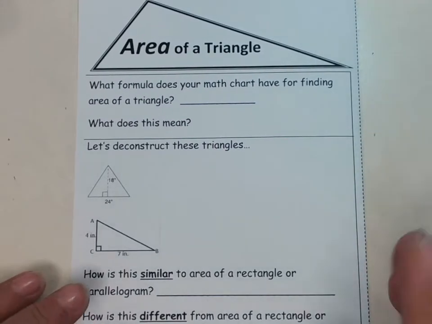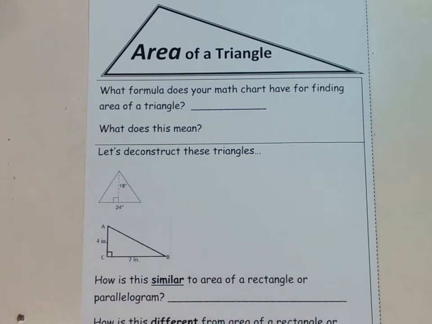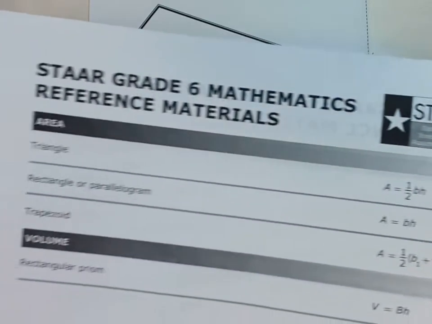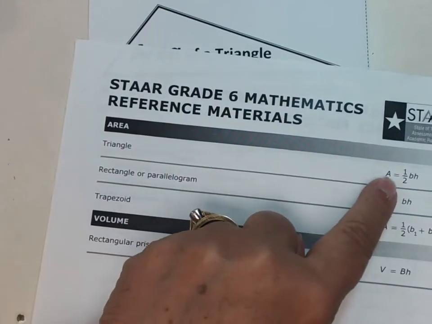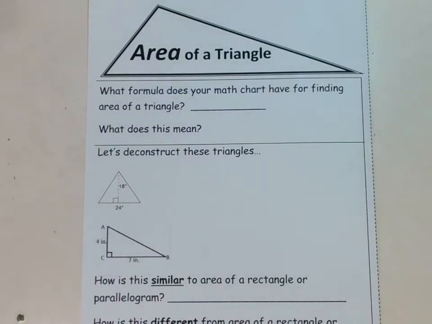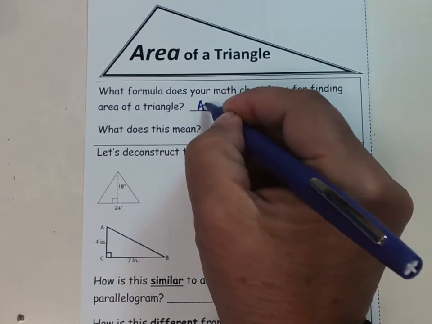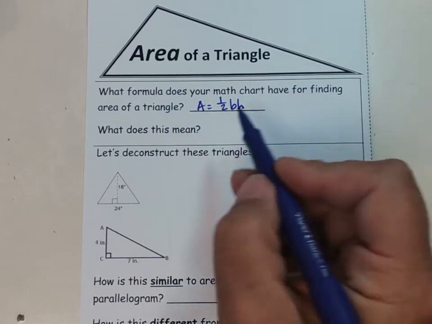Hi. Today we're going to do area of a triangle. The formula for area of a triangle is on your math chart. And your math chart says area of a triangle is area equals half the base times the height. Okay. A equals 1/2 BH. So what does that mean?